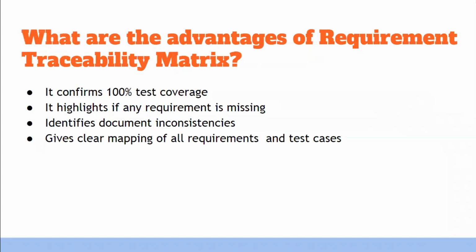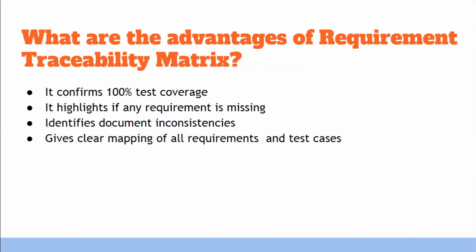Okay, it highlights if any requirement is missing. It identifies document inconsistency. If later on any requirement is updated or a new requirement is added, you can directly see, okay, for this requirement no test case is written, so it will provide you a document consistency there. It gives a clear mapping of all requirements and test cases.